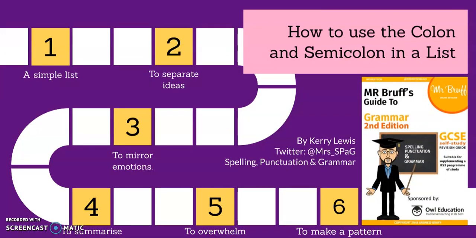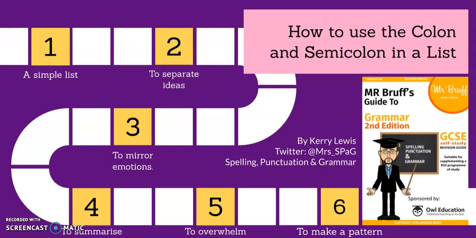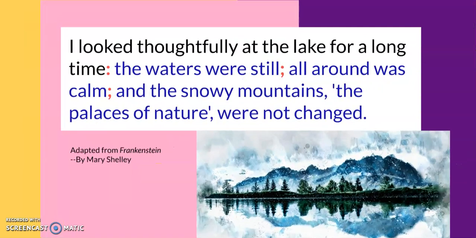And the first is to mirror emotions. Frankenstein, the man who created the monster, is returning home because his brother's been murdered. I looked thoughtfully at the lake for a long time: the waters were still. All around was calm, and the snowy mountains, the palaces of nature, were not changed.